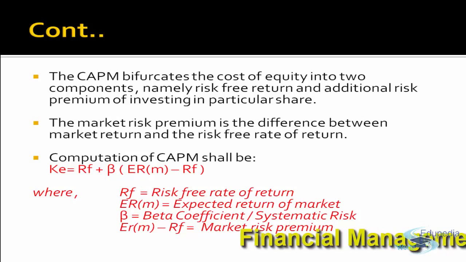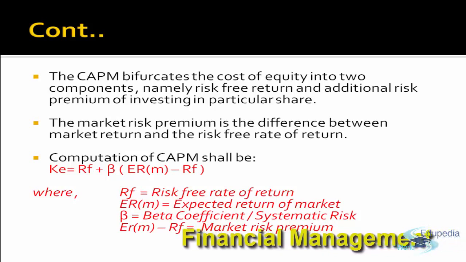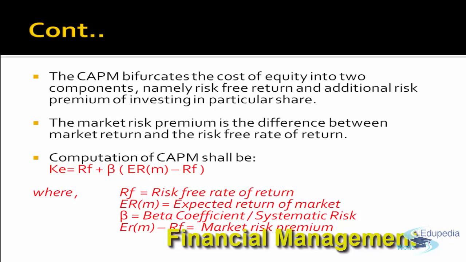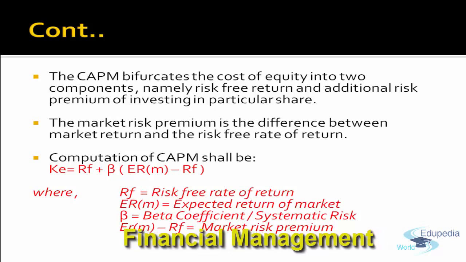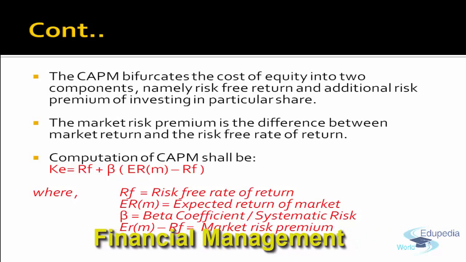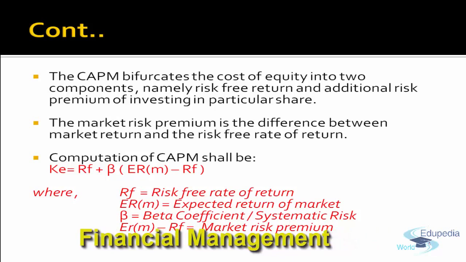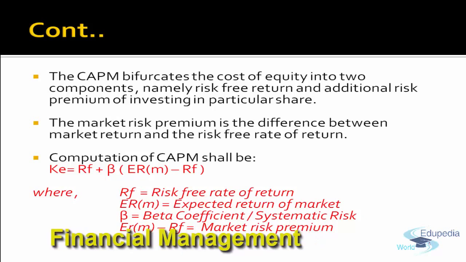So as per CAPM, the cost of equity is equal to the risk-free asset return plus beta multiplied by risk premium. The difference between the expected return from the market and the risk-free asset is called the market premium. So we multiply that premium amount with the beta and add the return that we are getting from the risk-free asset. This will be the cost of equity.